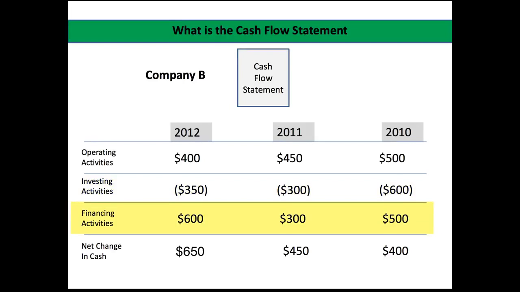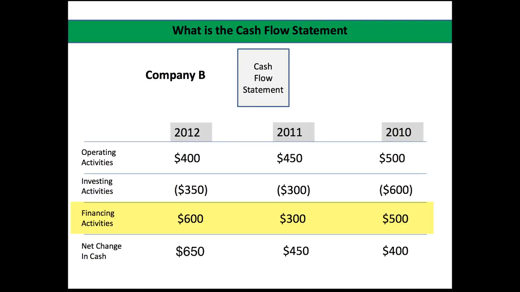So let's get on to the third line and look at the financing activities. And you can see that these are positive numbers. So instead of the company paying off debt, it's actually incurring another $500 of debt. And for 2011, it's incurring another $300 of debt. 2012, it doesn't look good at all. They took out another $600 in debt.